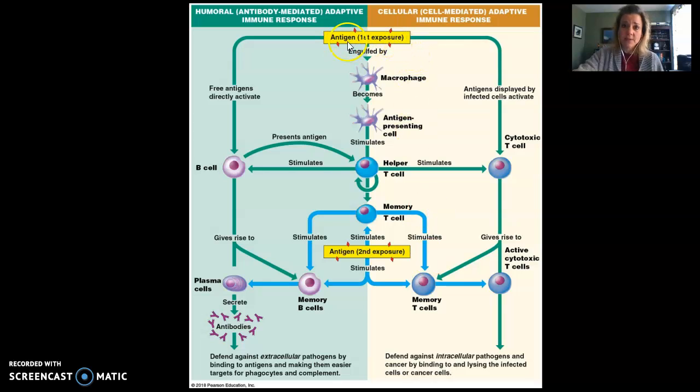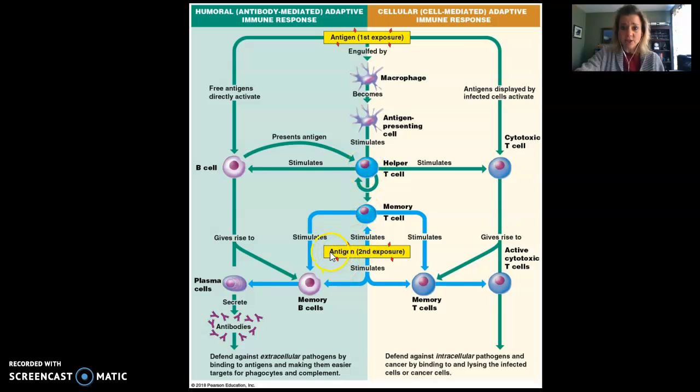The last way that this antigen can activate our adaptive immune response is that it can infect body cells. Body cells that are infected send out chemical signals that call cytotoxic T cells to the area. These cytotoxic T cells arrive and kill those self cells that have been infected by the antigen. So all of that is happening during the primary response.